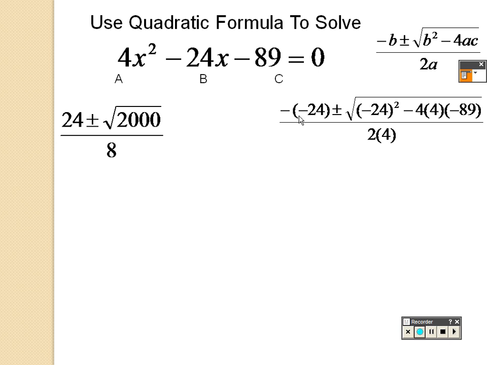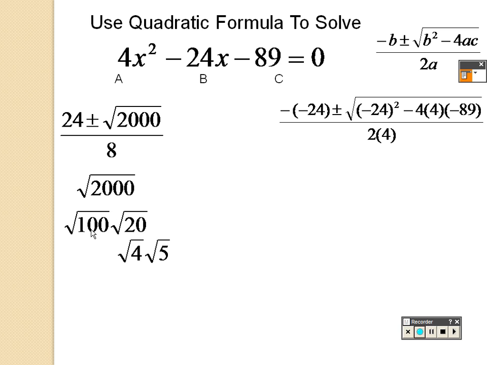So negative negative 24 is positive 24. Type all that in your calculator. Parentheses negative 24 end parentheses squared minus 4 times 4 times negative 89, you'll get 2,000. Square root of 2,000, let's figure out what that is. Split it up into 400 and 5. The reason why I chose 400 is because the square root of 400 is 20. So really it's 20 root 5.